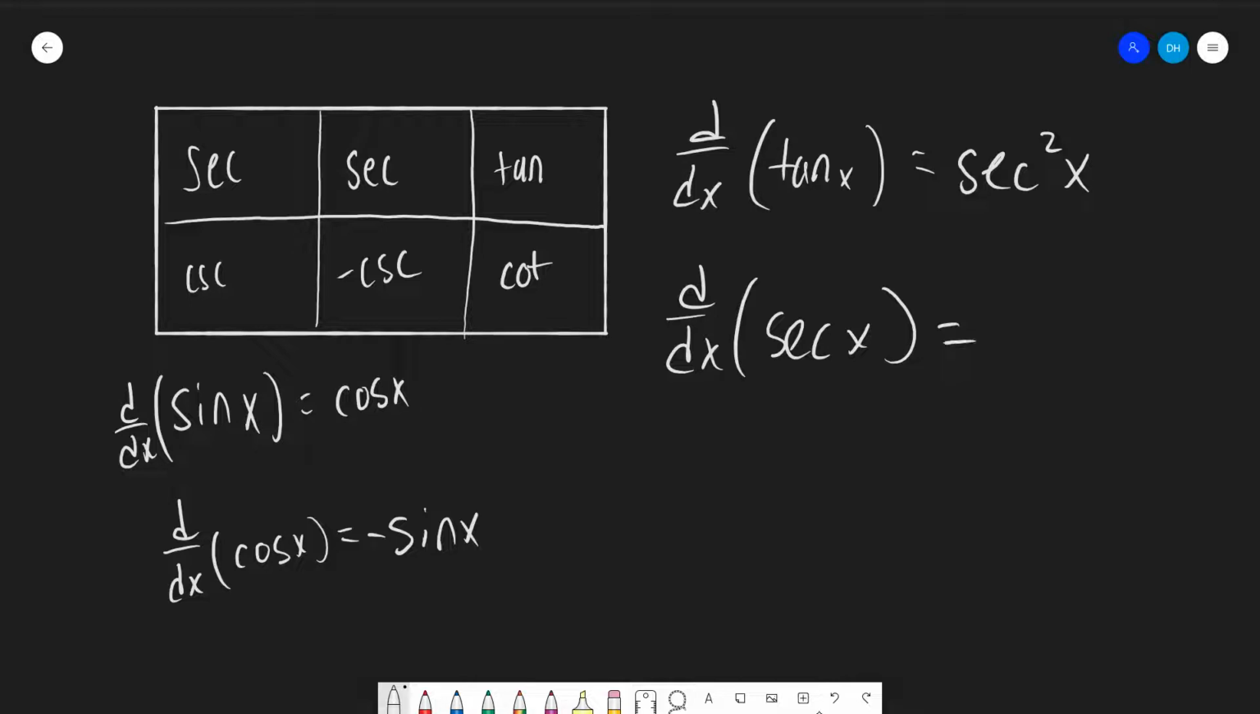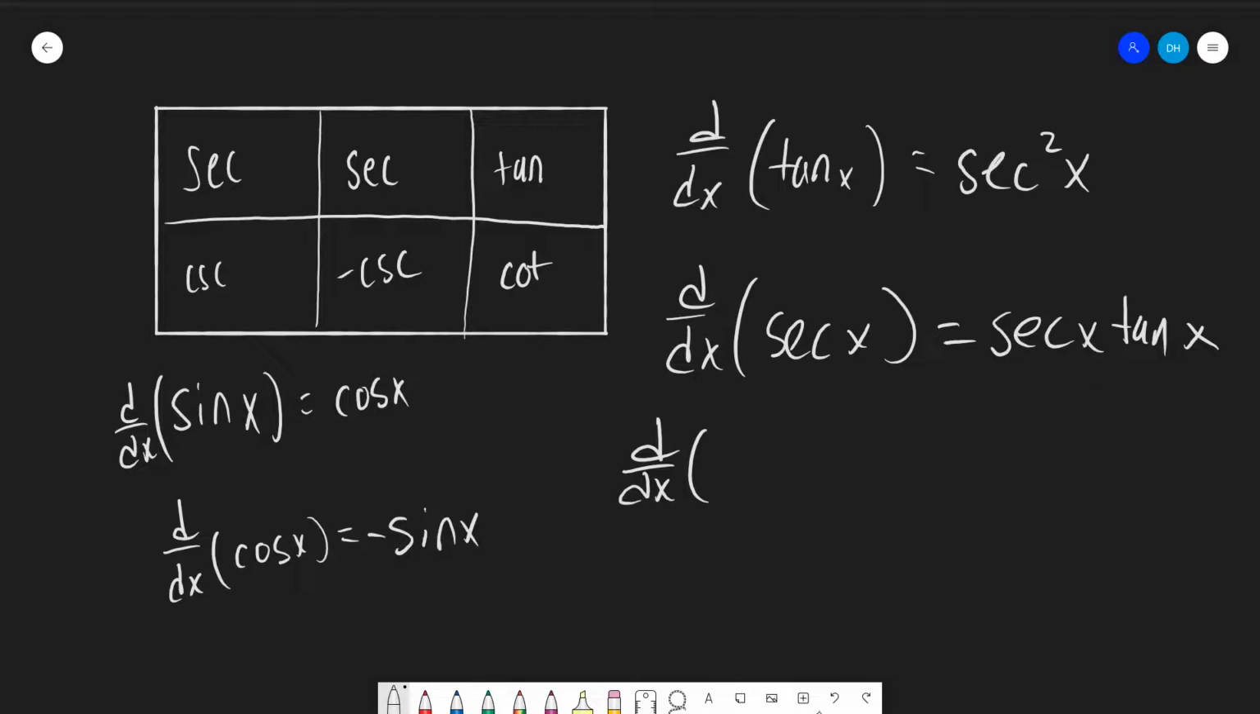The derivative of secant, it works the same way with any one of these functions. You look at secant on the table, and you can look at either one, the first or the second one, but let's just choose the second one. The derivative of secant, well, in its secant row is going to be secant and tan. So your answer is going to be secant tan, or tan secant, whichever one you prefer.